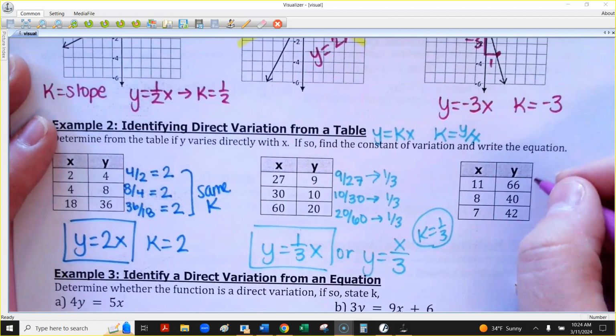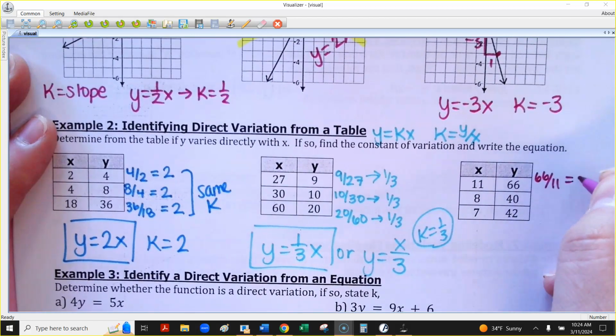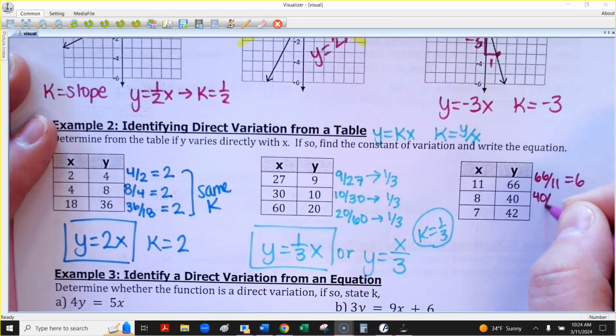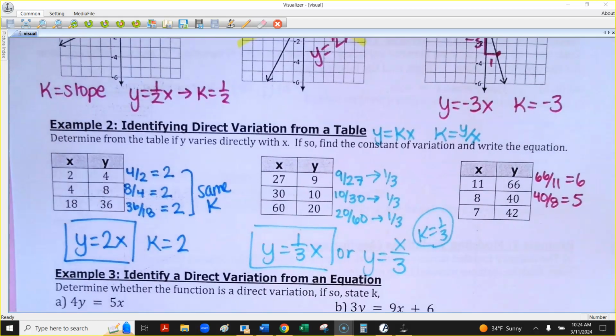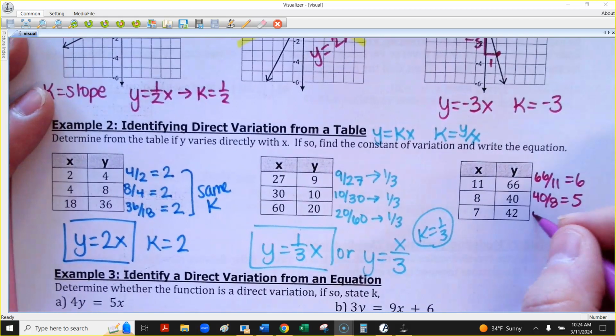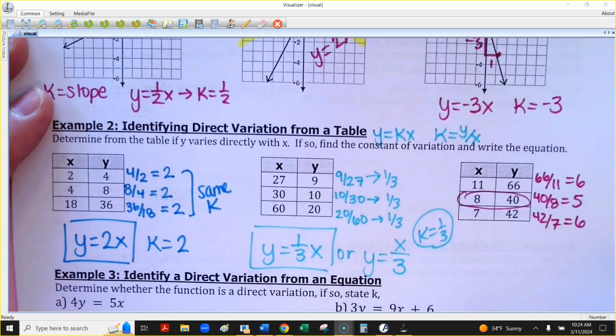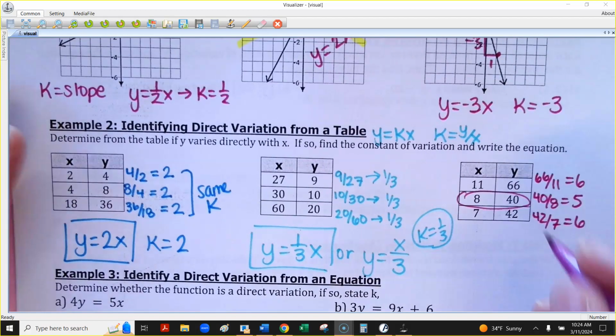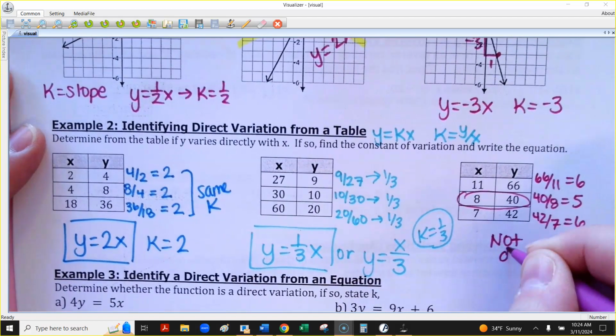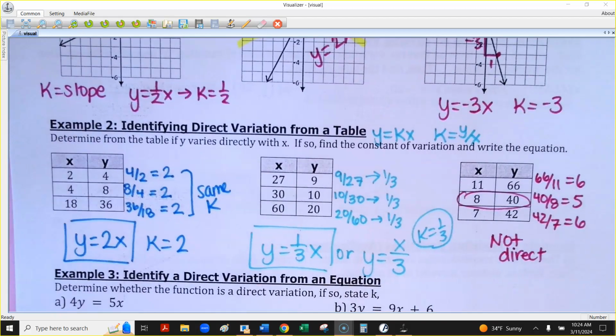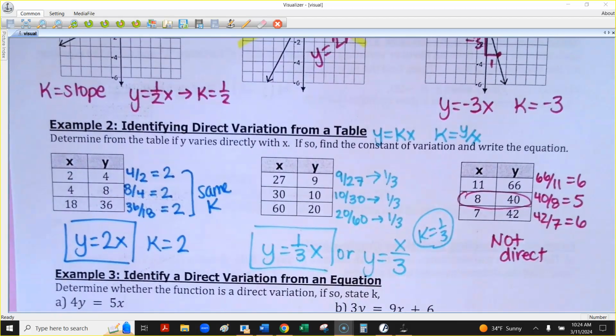So 66 divided by 11, right, that's 6. 40 divided by 8, that's 5. I could stop right then and there because as long as one of them doesn't match the others, you're done. 42 divided by 7 is 6. But this guy, that's not the same as the other two. So this is not going to be a direct relationship. So I wouldn't write an equation. I wouldn't state a k value. They all have to be the same for the y divided by the x. If they're not, then you're done.